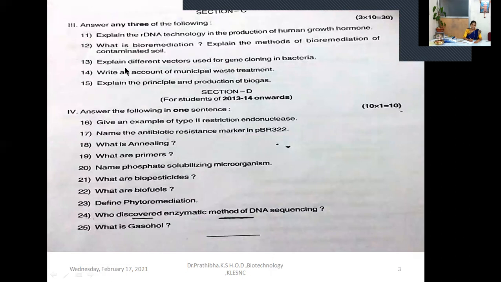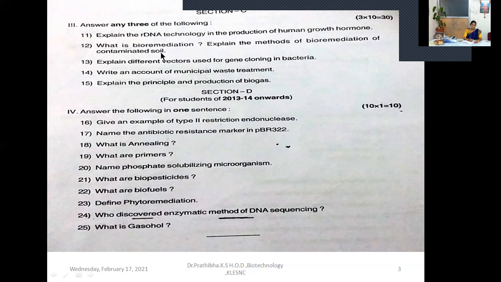Then Section C, answer any 3 of the following. Explain the recombinant DNA technology in the production of human growth hormone. Okay, this carries 10 marks. Whereas here you have 1, 2, 3, 4, 5 questions. In these 5 questions, any 3 you need to write.